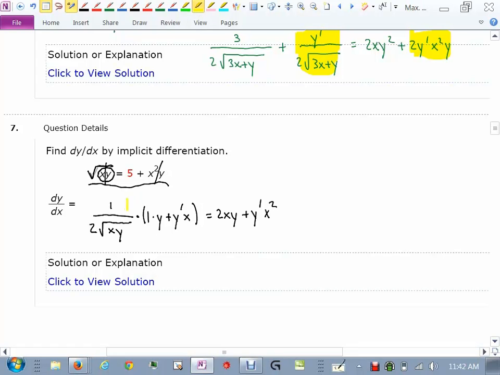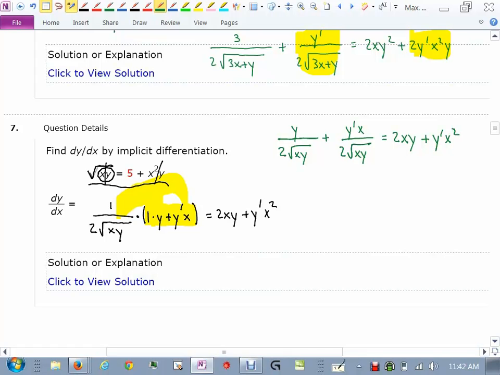We have to do the same sort of thing we did earlier here with this because it has 2 terms. I'm going to have to distribute this thing through to both. So I'll be at y over 2 square root xy. And then I'll have plus y prime x over 2 square root of xy equals 2xy plus y prime x squared.